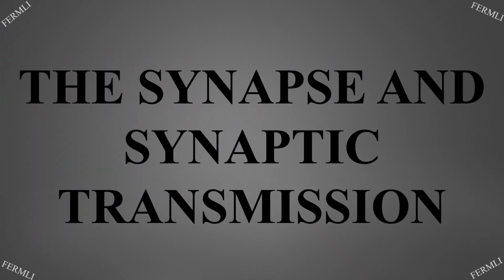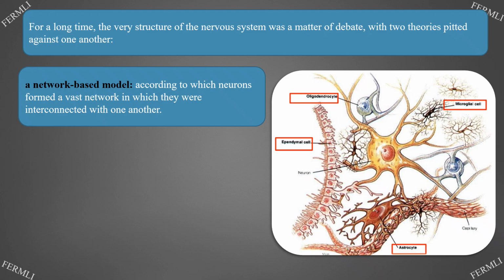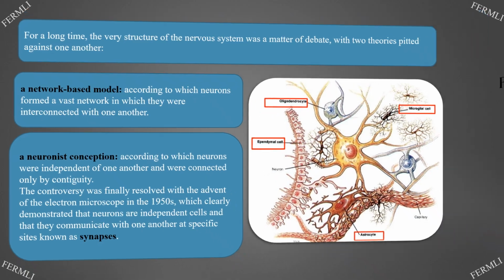The synapse and synaptic transmission. For a long time, the very structure of the nervous system was a matter of debate, with two theories pitted against one another. A network-based model, according to which neurons formed a vast network, in which they were interconnected with one another. A neuronist conception, according to which neurons were independent of one another and were connected only by contiguity. The controversy was finally resolved with the advent of the electron microscope in the 1950s, which clearly demonstrated that neurons are independent cells, and that they communicate with one another at specific sites known as synapses.